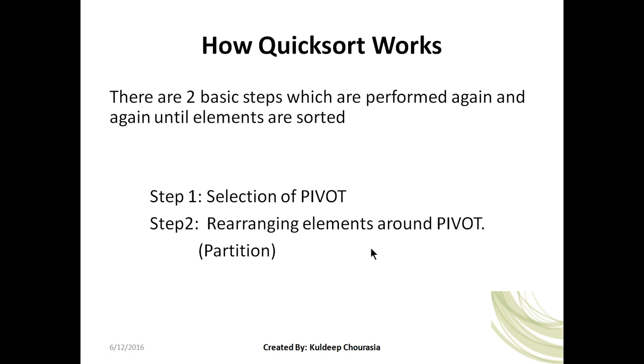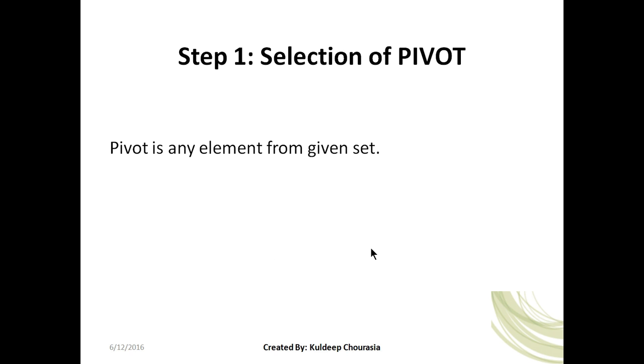There are two basic steps which are performed again and again to sort the array. Step 1 is selection of pivot. Step 2 is rearranging elements around pivot. These two steps are not performed once but again and again until we have a sorted array. Now we discuss more about these steps. Step 1 is selection of pivot. Pivot is any element which is selected from the given set of elements. Suppose we have some numbers, then we will select one of the elements as pivot.